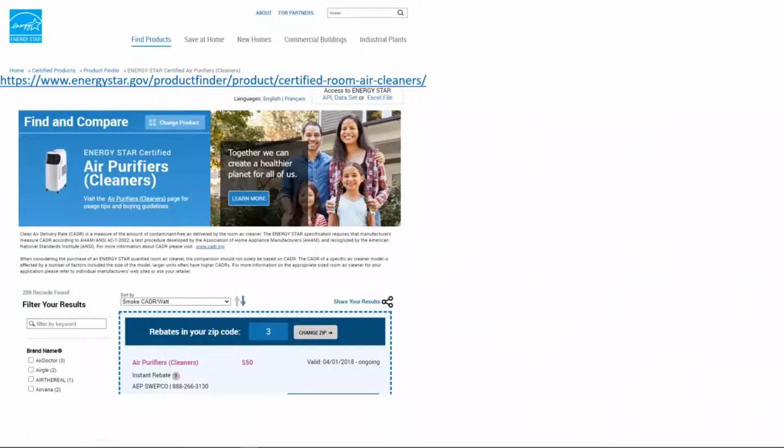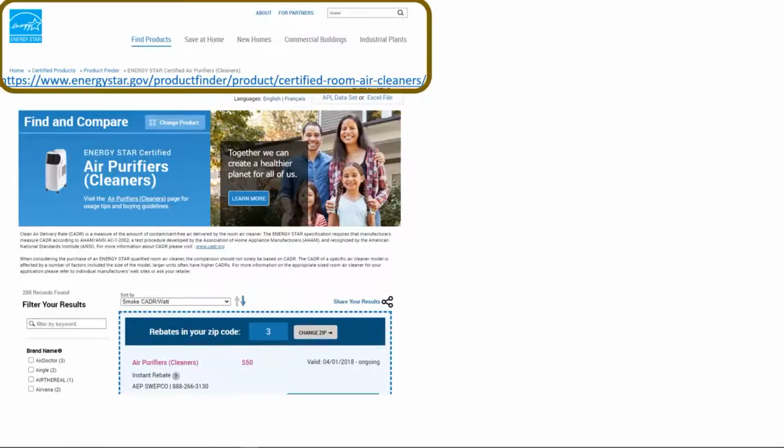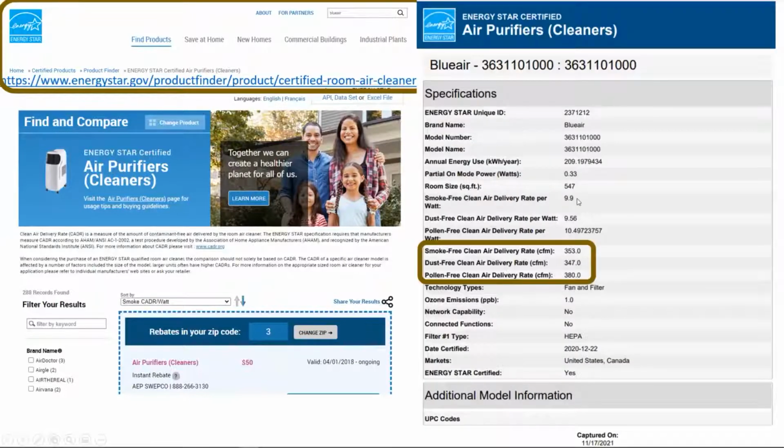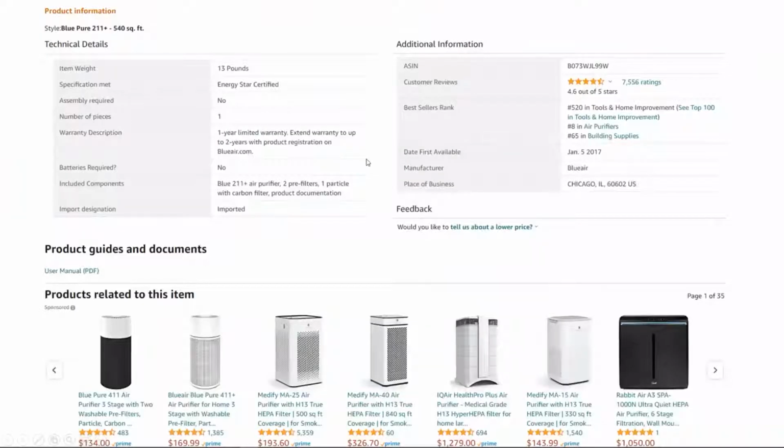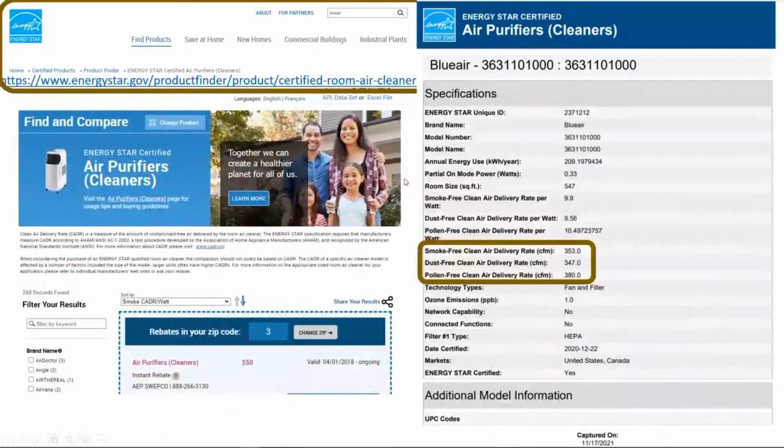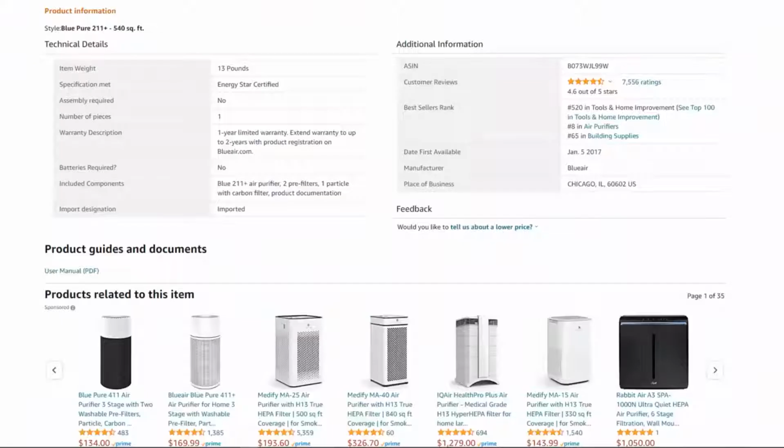Some of the units also have an Energy Star rating, and if you go there, you can find your product, and it gives a bit more information. It gives the CADR numbers, and it gives them more exactly, not rounded off. No, it didn't give the noise levels.